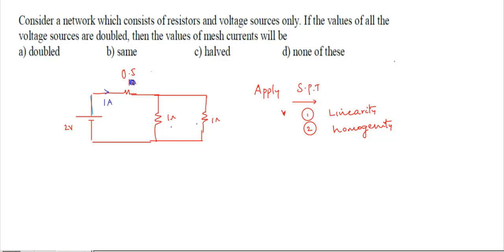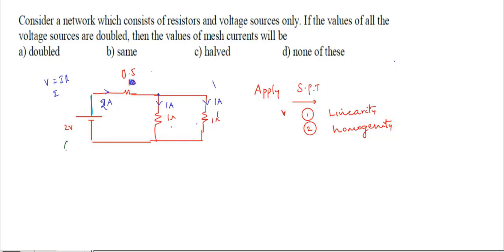The resistance is 1 ohm. V equals I R, so I equals V by R. 2 by 1 is 2 amperes. Here, both resistances are equal, so each branch gets 1 ampere.